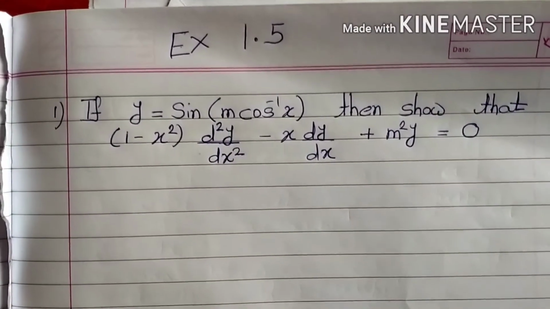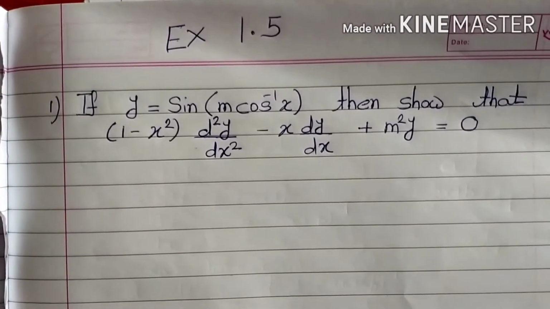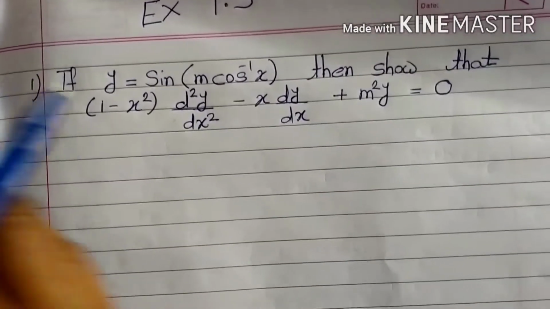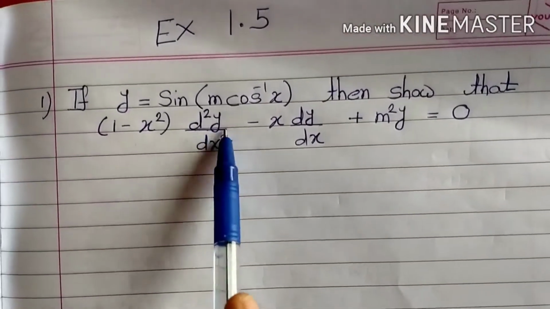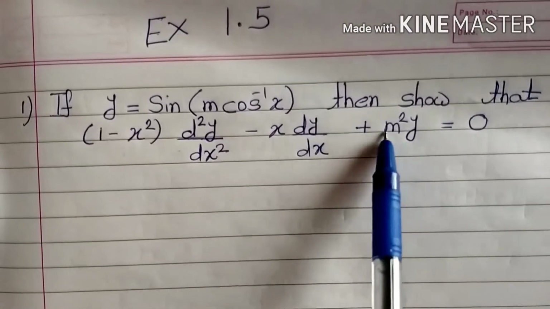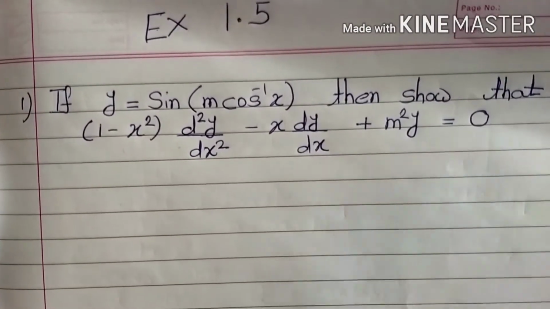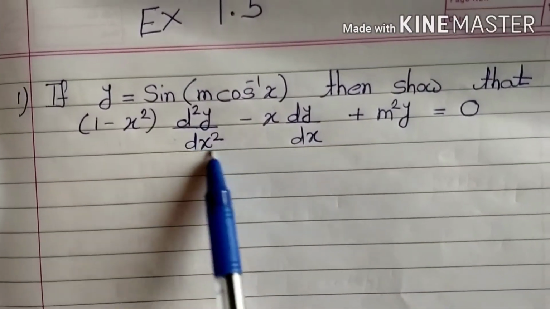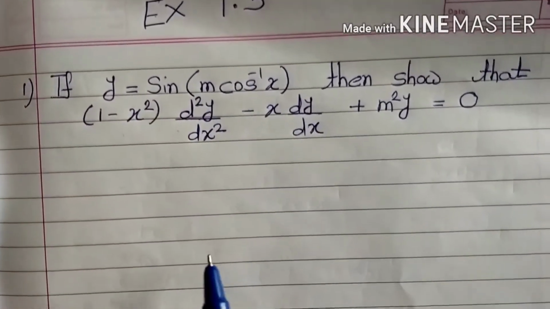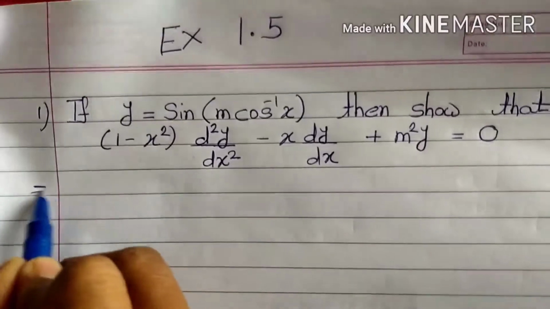So our first example is: if y is equal to sin(m cos inverse x), then show that (1 minus x square) d2y upon dx square minus x dy upon dx plus m square y is equal to 0. We have to find the second order derivative. So first, what is given?